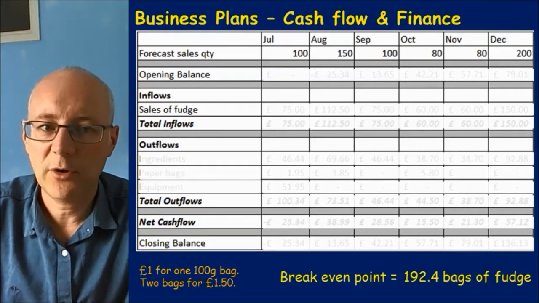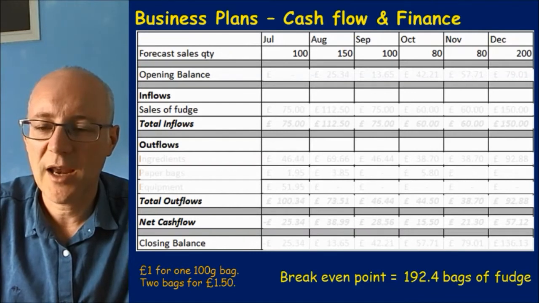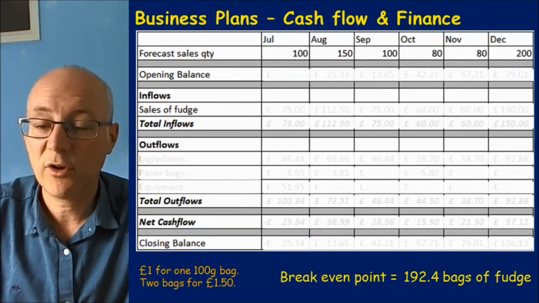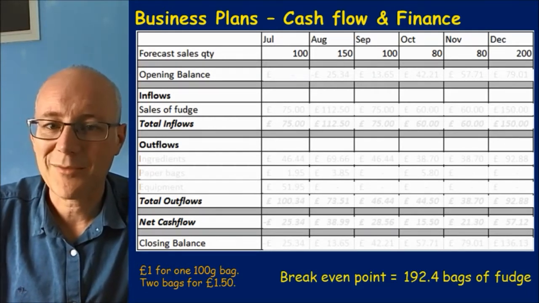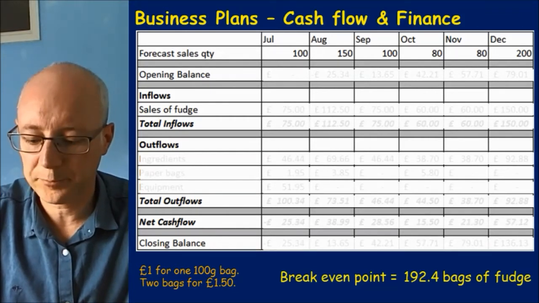But then we're coming up to Christmas in December. It won't be long before Christmas, believe it or not. And I'm going to do a big push in December to try and sell 200 bags of fudge as Christmas presents for people to buy in December. So that's my planned cash flow forecast. That's what I'm going to aim towards.